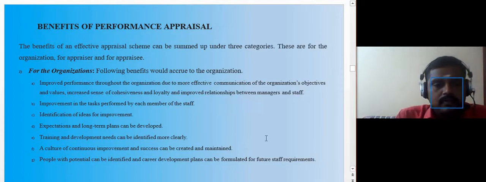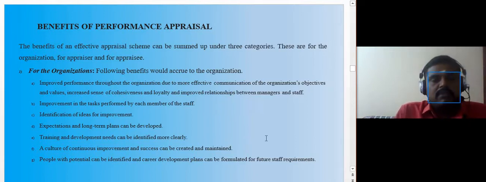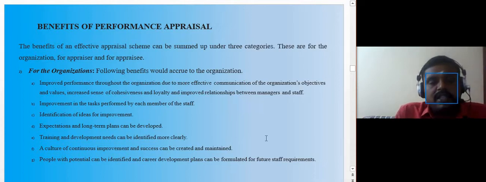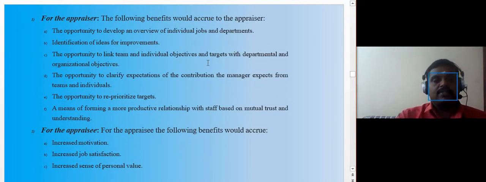The improvement in the task performed by each member of the staff, the identification of ideas for improvement, the expectations and long-term plans can be developed, training and development needs can be identified more clearly, a culture of continuous improvement and success can be created and maintained, people with potential can be identified, and career development plans can be formulated for future staff requirements. So these are all the points which are included for the organization.